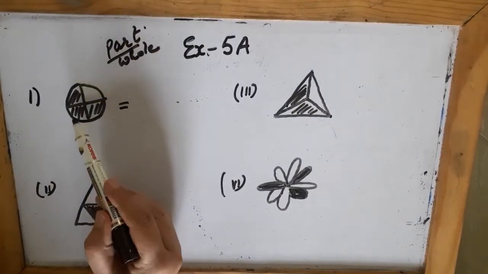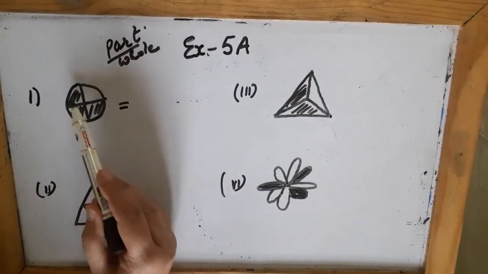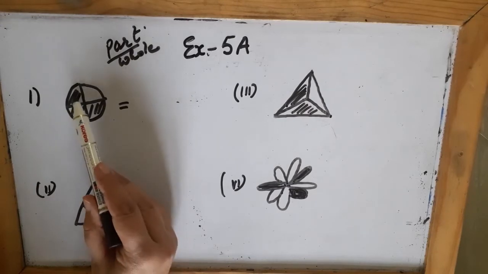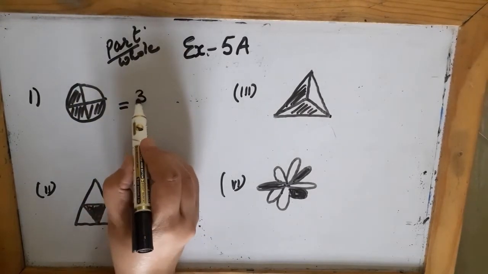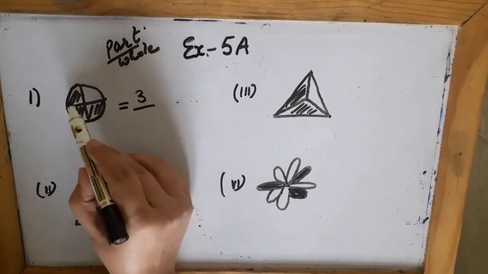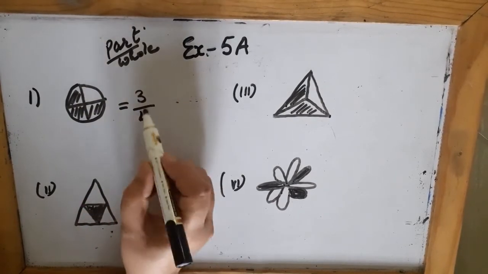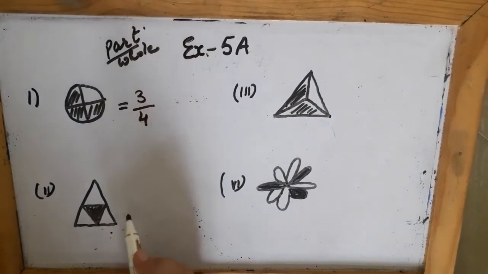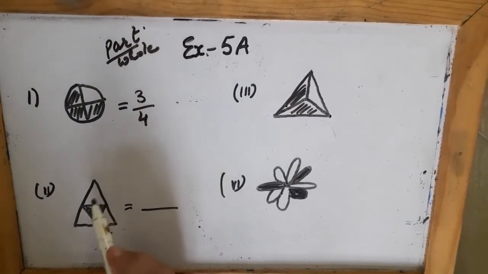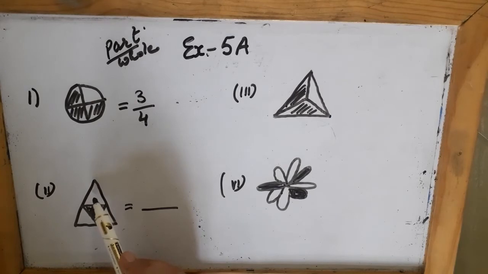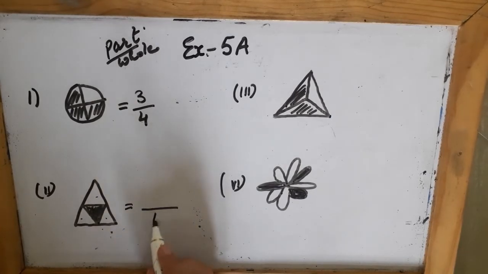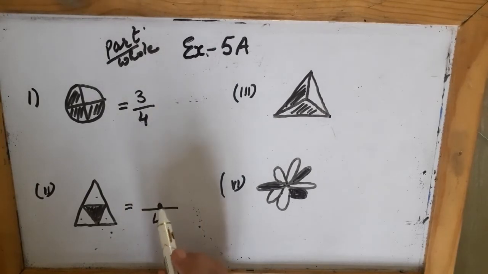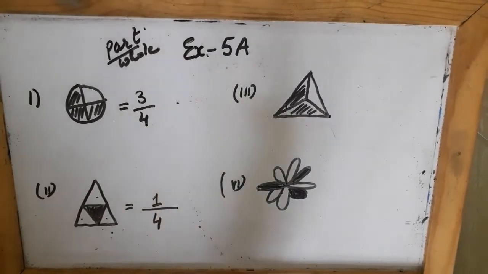So I will see how many parts are shaded in this. There are 3 parts which are shaded in this, and the total number of parts is 4. So 3 parts out of total 4 parts are shaded. Now in this triangle, how many parts is the figure divided into? It is 4 parts. So total 4 parts are there, and how many are shaded? 1 is shaded.